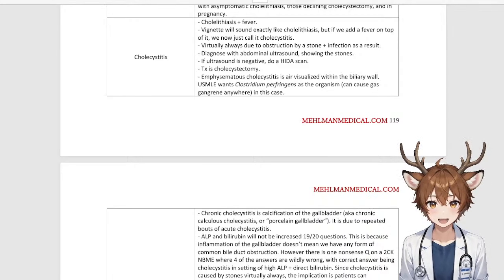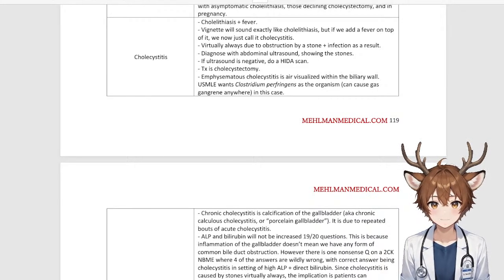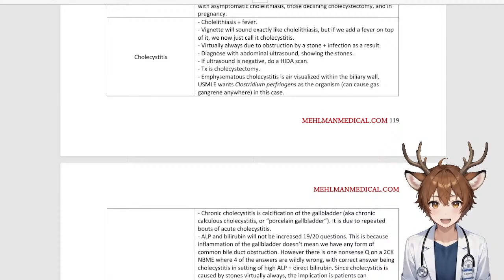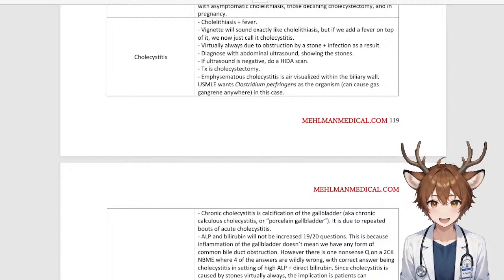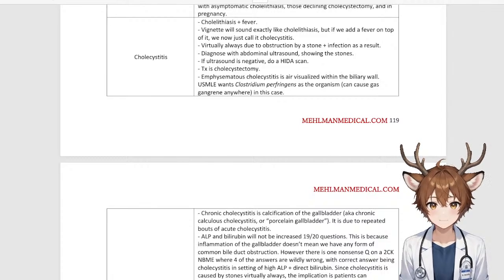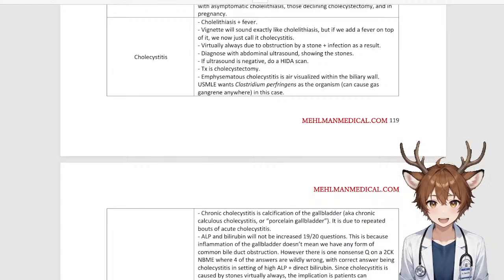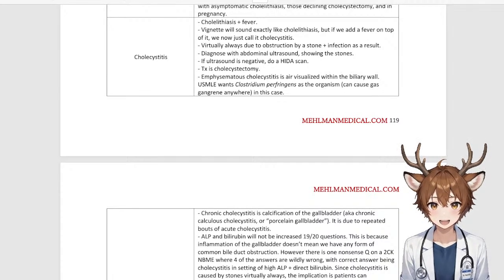What about cholecystitis? Remember, cholecyst is a word we mean gallbladder, so really it means gallbladder-itis. Yeah, cholelithiasis plus fever. The vignette will sound exactly like cholelithiasis, but we have to add a fever on top of it. We now just call it cholecystitis. Virtually always due to obstruction by a stone plus infection as a result.